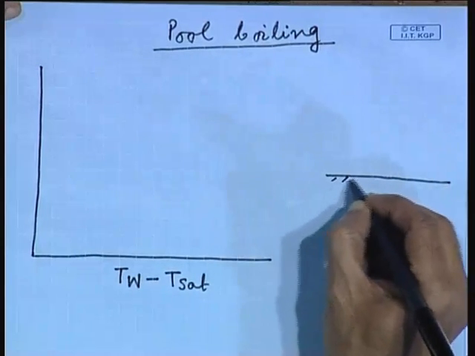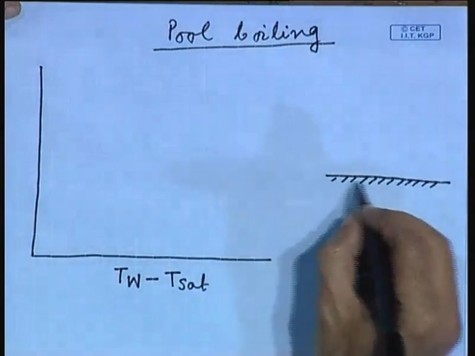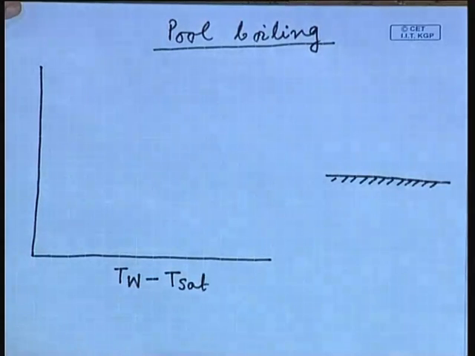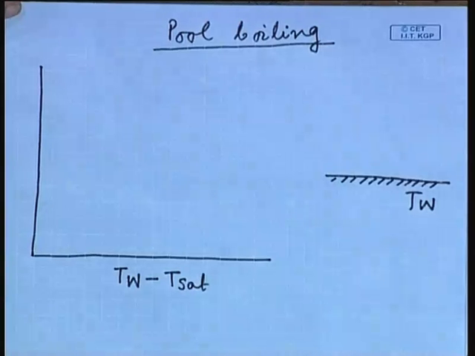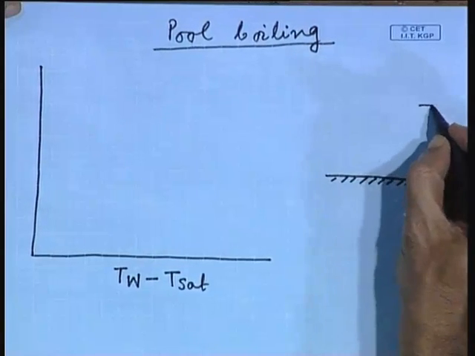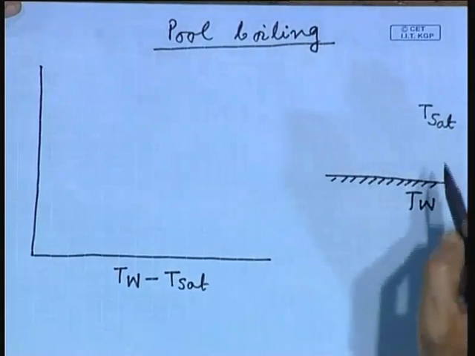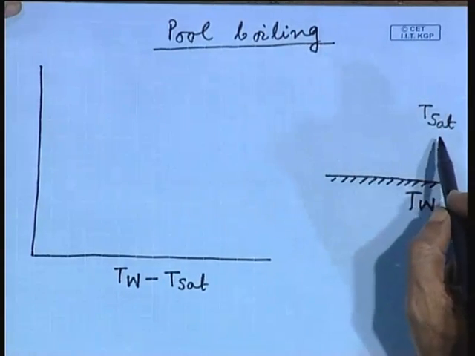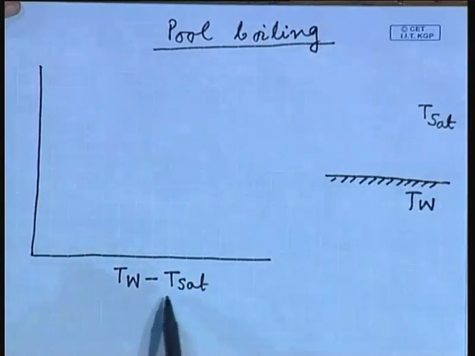Let us consider this is part of the system which is experiencing pool boiling. This is the solid surface on which boiling is taking place. This solid surface has a temperature T wall, denoted by Tw, and this temperature is definitely higher than the saturation temperature of the bulk of the liquid. Corresponding to the prevailing pressure, the saturation temperature of the bulk of the liquid is denoted by T sat. So here the excess wall temperature, Tw minus T sat, is used as one ordinate.